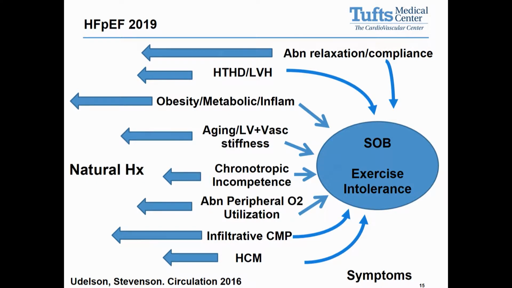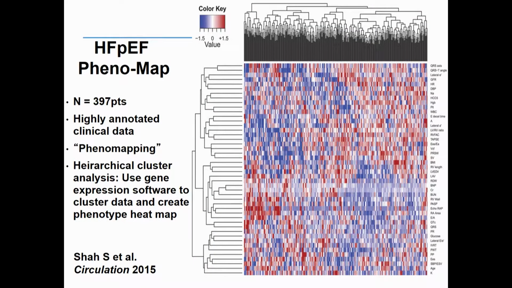And of course, in HFpEF, there have been thousands of patients studied in many, many neutral trials. We really haven't made that much impact. I hope you do better in the shock world. There has been some progress, I think, though. This is a really interesting paper that was published a few years ago in Circulation by Sanjiv Shah from Northwestern, and he had about 400 patients seen at Northwestern that he characterized with really highly annotated clinical data.